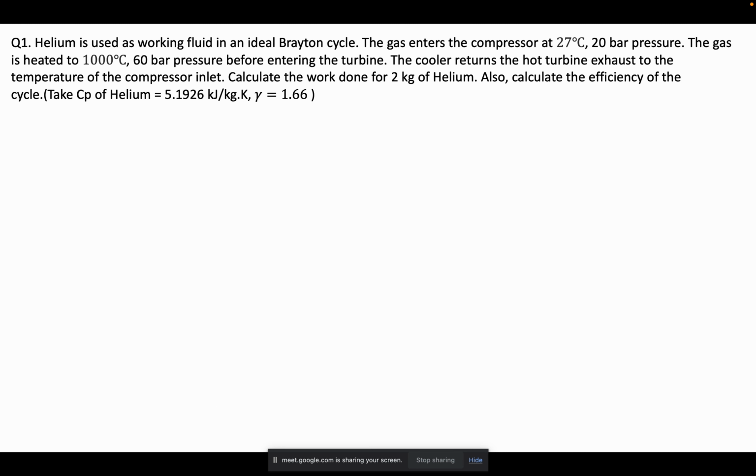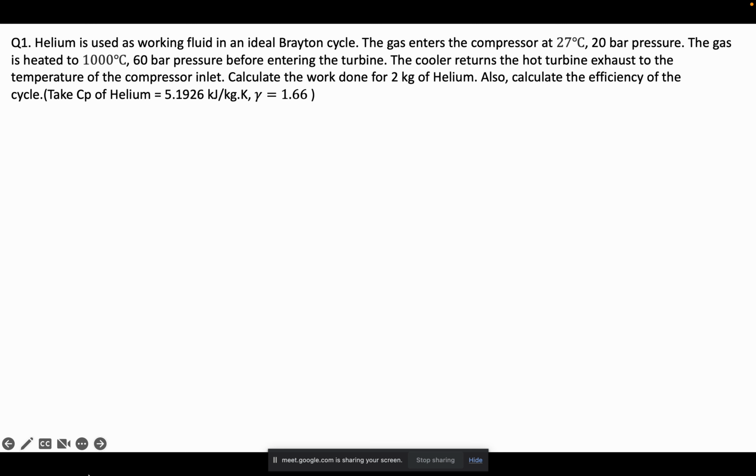Okay. So, the first question is: helium gas is used as a working fluid in an ideal Brayton cycle. The gas enters the compressor at 27 degrees Celsius, 20 bar pressure. The gas is heated to 1000 degrees Celsius, 60 bar pressure before entering the turbine. The cooler returns the hot turbine exhaust to the temperature of the compressor inlet. You have to calculate the work done for 2 kg of helium. Also calculate the efficiency of the cycle. You can take the Cp of the helium as 5.1926 kilojoule per kg Kelvin and gamma as 1.66.